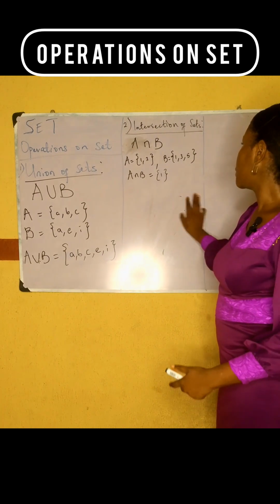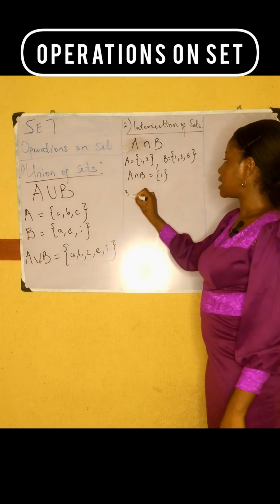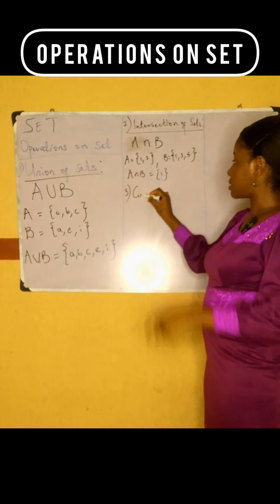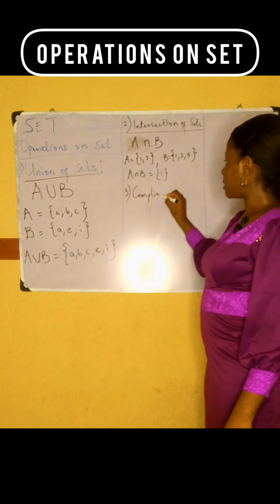So we'll now look at the third one. The third one is what we call complement. Complement of sets.